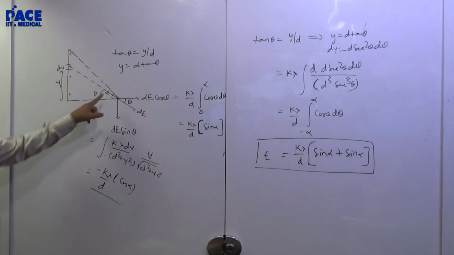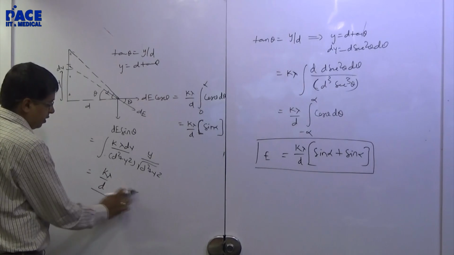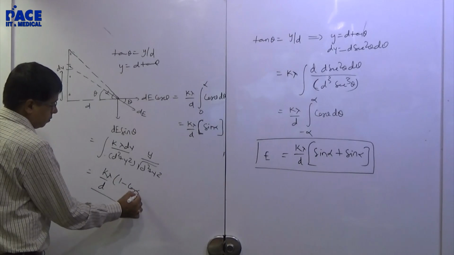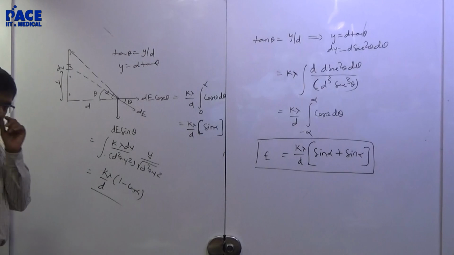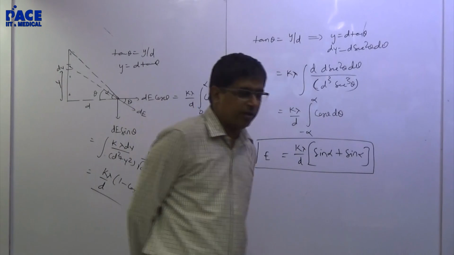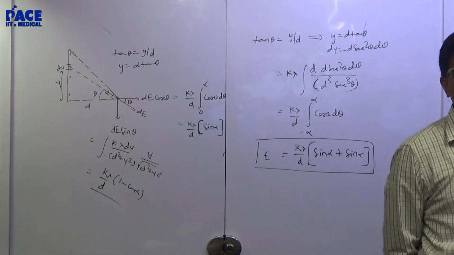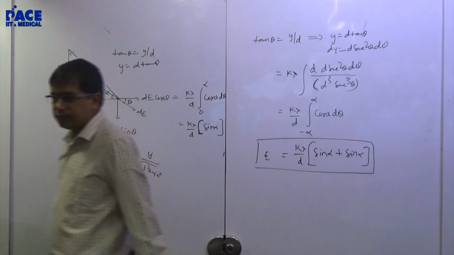Yes, sir. What value? Then 1 minus cos alpha. Integration 0 to alpha, so 1 minus cos alpha, right? Then your problem is solved. 1 minus cos alpha. Cos 0 is 1, it's not 0. Perfect. Because you should get a positive value. A negative value you will not be able to interpret. A negative value means I'll have to take it in the upward direction. The direction will be the same.